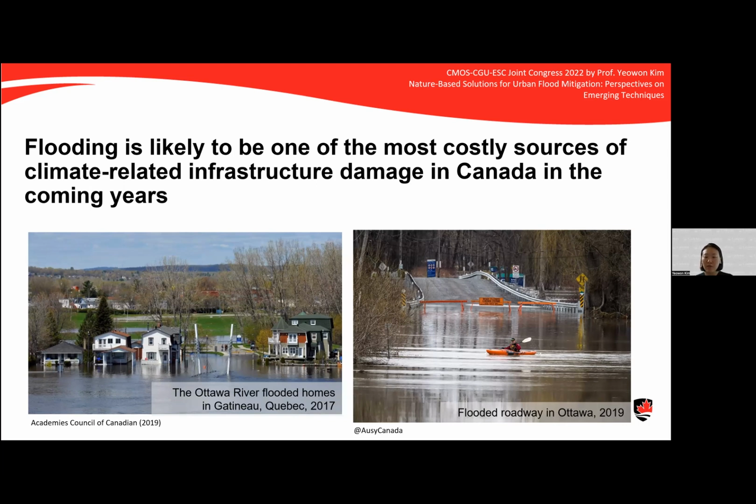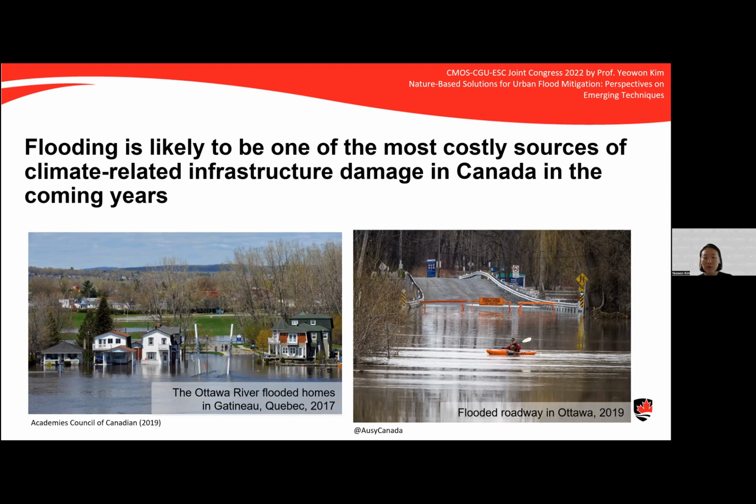And many of you might be familiar with this devastating flooding event that happened in the Ottawa-Gatineau area. The left picture shows the flooding event that happened in 2017, which led to mandatory evacuations in the affected area and flooded over 5,000 homes in Quebec area. And the city experienced another major flooding event in 2019, as you can see on the right here.